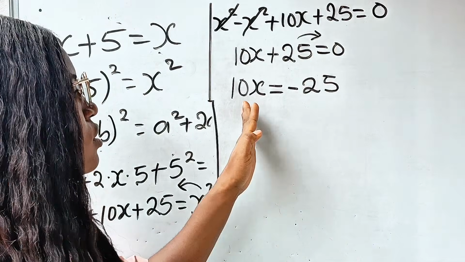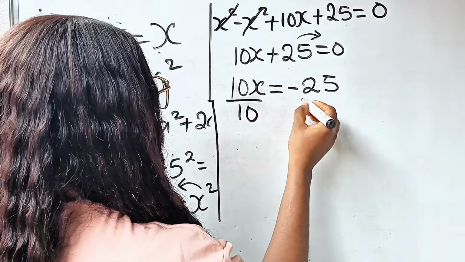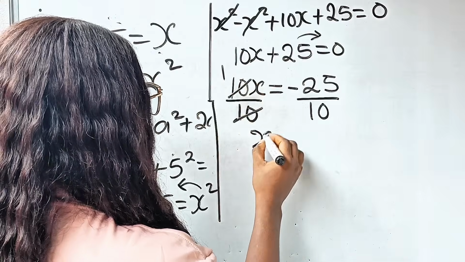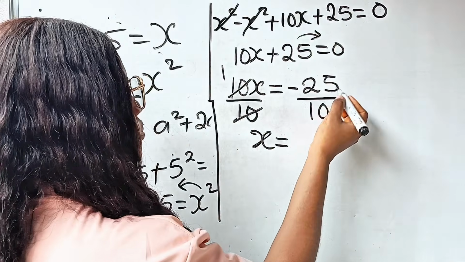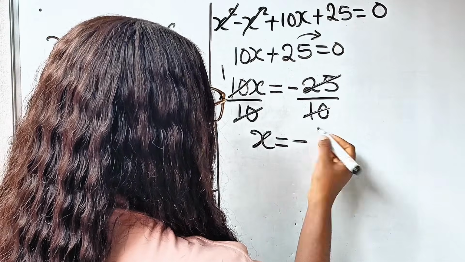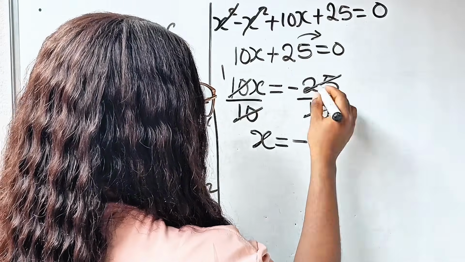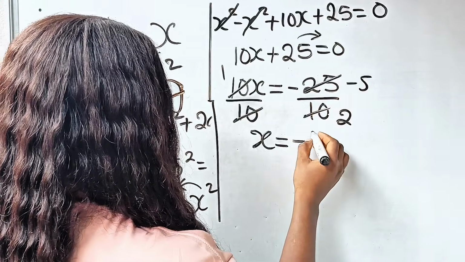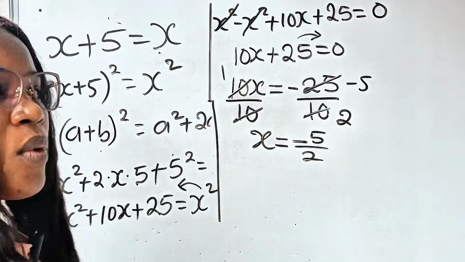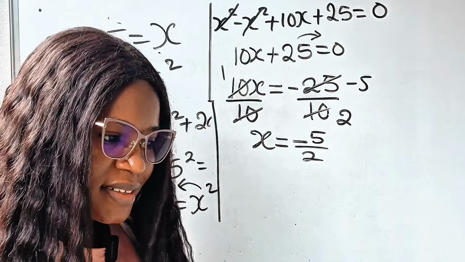Now, we are going to divide both sides by 10. So, divided by 10, divided by 10. 10 will go into itself 1. 1 times x is x, is equal to negative 25 divided by 10. We use 5. 5 into 10 is 2, 5 into 25 is 5. So it means x is negative 5 divided by 2. Now, wow. But we need to verify this. Let's go ahead and verify.